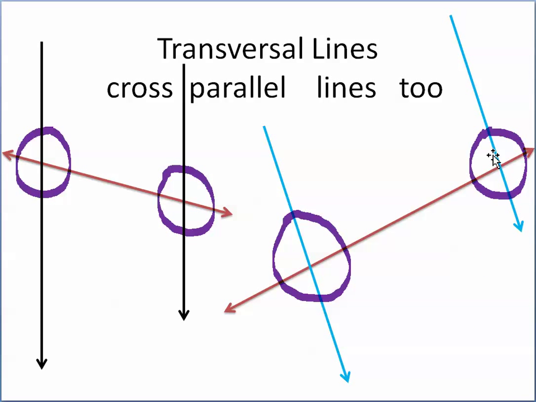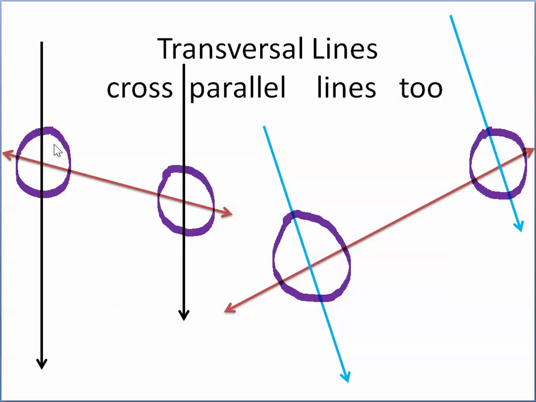Also, as pointed out earlier, transversal lines can cross parallel lines as well, and consequently the names are the same. So if we were looking at this angle right here, it's an exterior angle, and if we moved over to this angle right here, that's its exterior same side angle. So this angle and that angle are exterior same side.